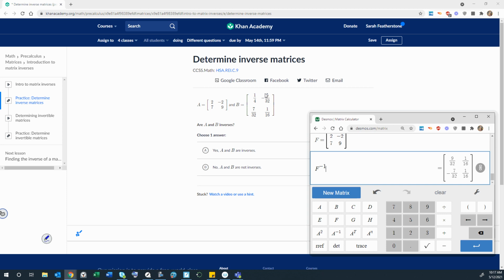So notice this matrix is 1/4, -5/32, 7 over 32, and 1 over 16. So the 1 over 16 is the same, and the 7 over 32 is the same, except this one's negative and that one's positive. These two fractions are completely different. So what's your answer to this question? Are these inverses or are they not inverses?